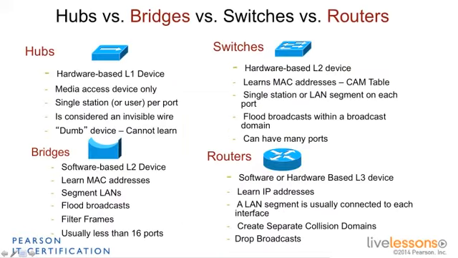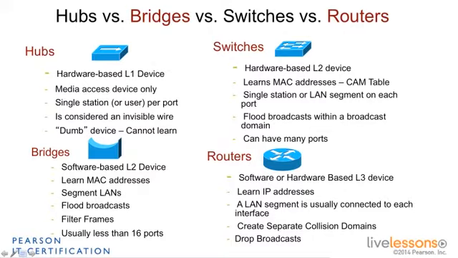The first device that we want to define is a hub. A hub is a hardware-based layer 1 device. It is basically a repeater. Devices attach to the hub, and as signals come into the hub, they are repeated back out the other side. It's a dumb device and it can't learn. It was mainly invented to help us create those star topologies we talked about in a previous lesson.